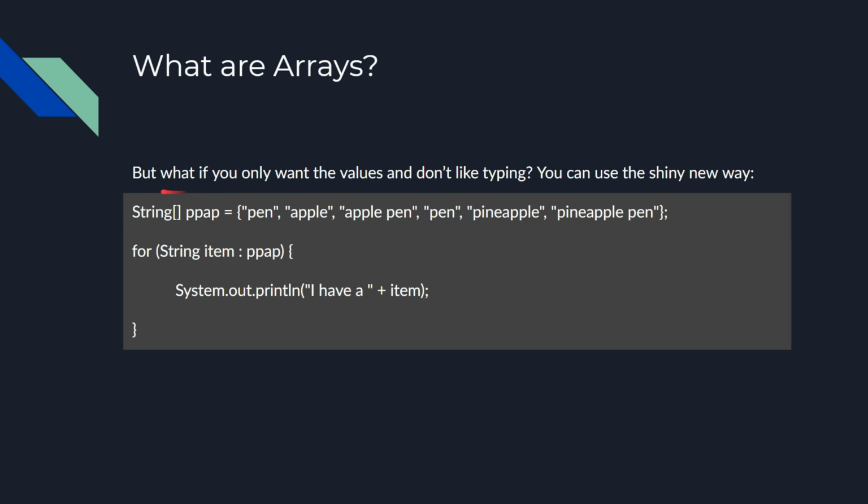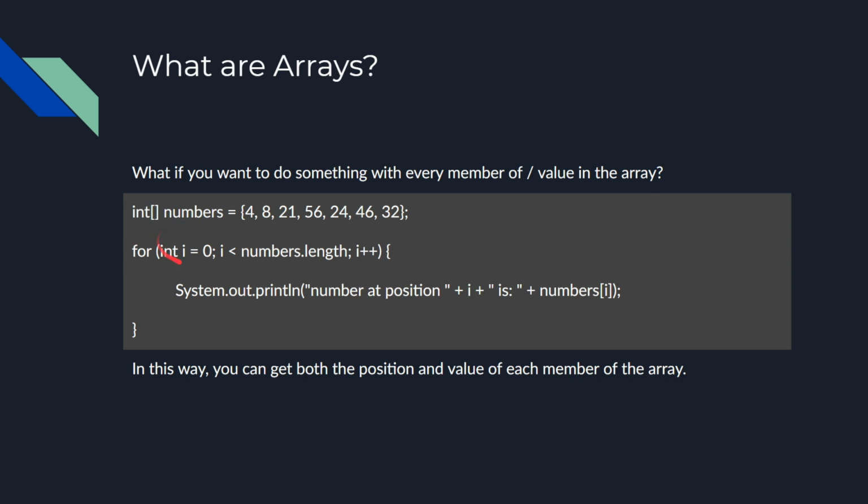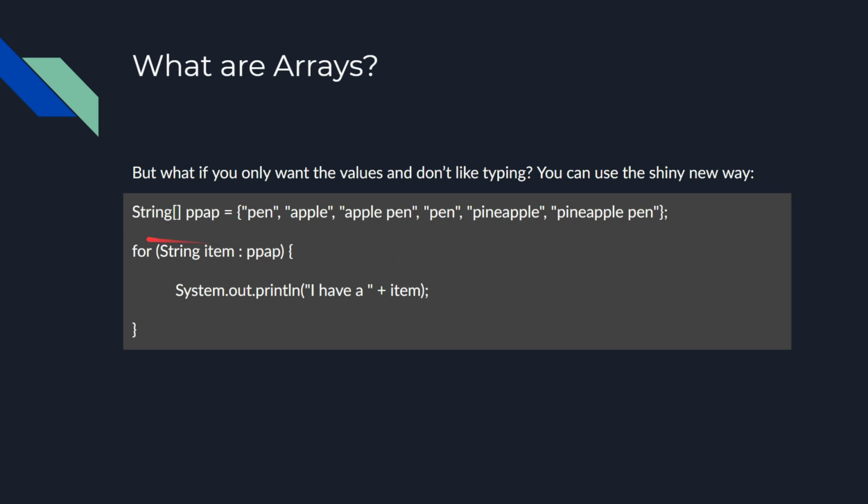But let's say we have an array of strings. Pen, apple, apple pen, pen, pineapple, if you've seen the video. And this is called a for each loop. So in the past, we had to use the position, and start at 0, counting through to the end of the array. But using this type of loop, this is a new type of for loop. You have not seen this before.